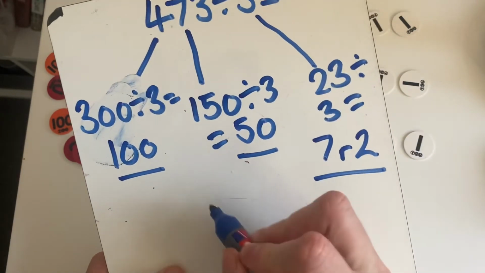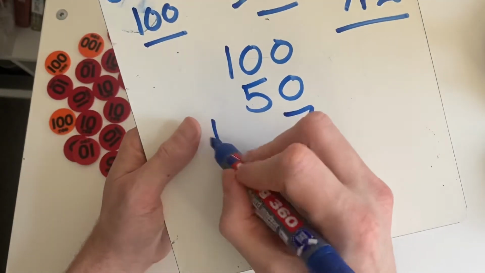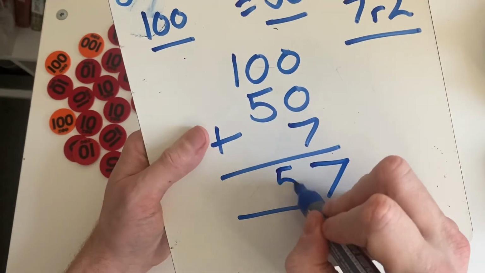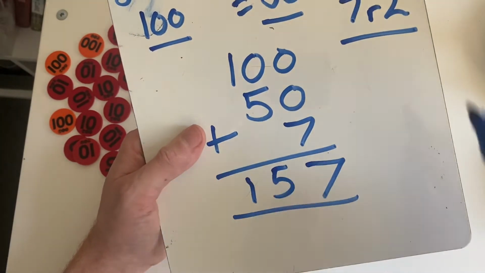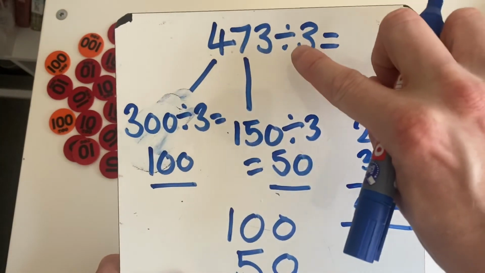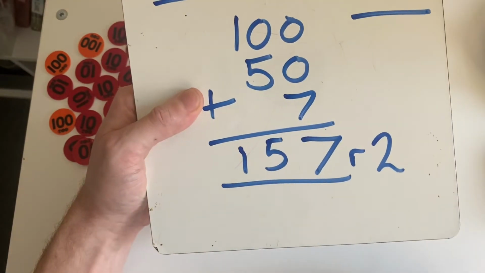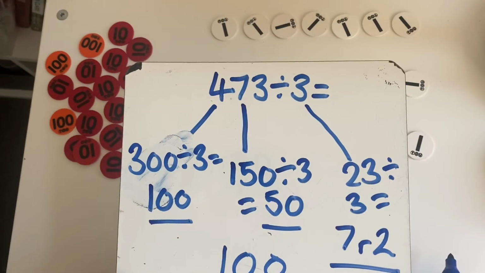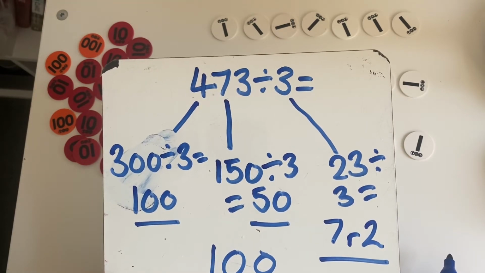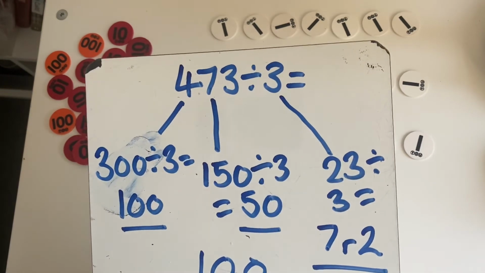We're just going to focus on adding 100 plus 50 plus 7. 0 plus 0 plus 7 is 7. 0 plus 5 is 5. That 1 goes there. And now we need to put that back, that remainder 2. So 473 divided by 3 equals 157 remainder 2. Now that's the way of doing it using visual representation. We're going to now look at an example using the written method, a method that is much quicker, but it must be done correctly to get the right answer.